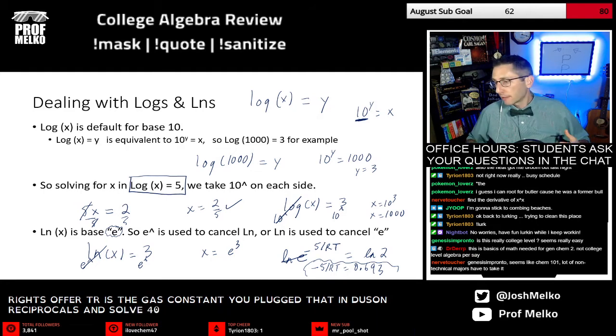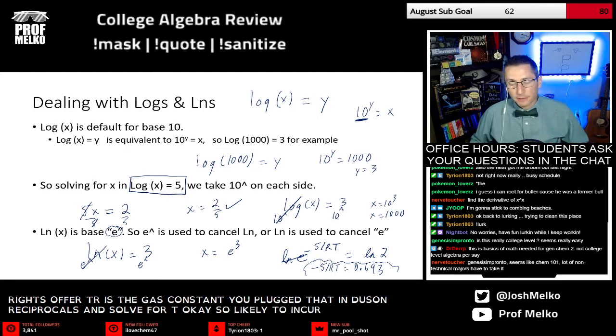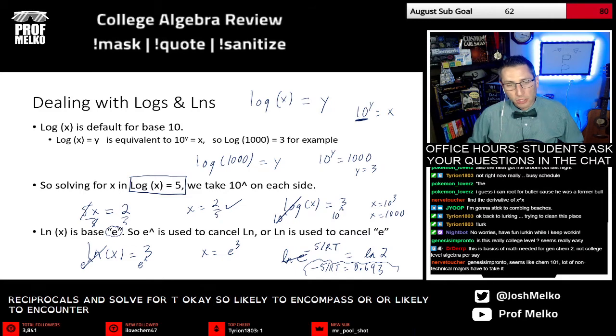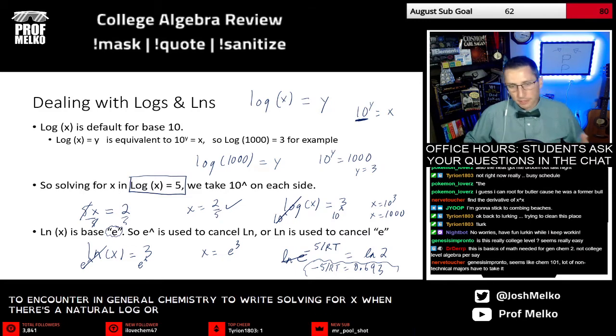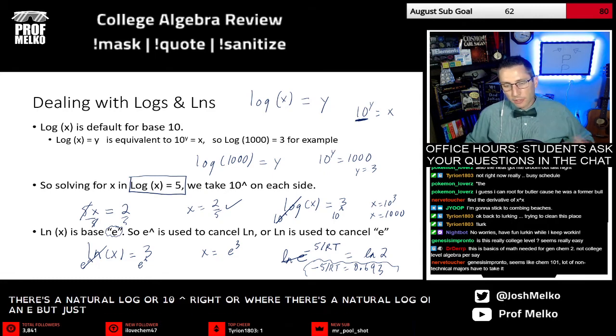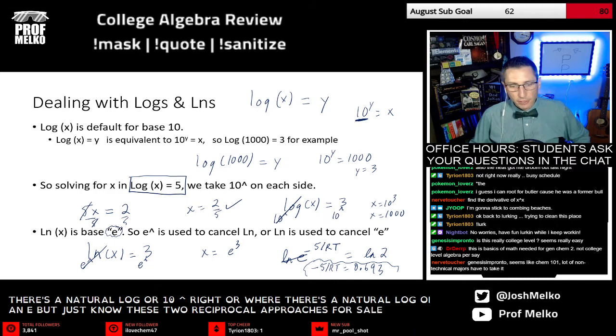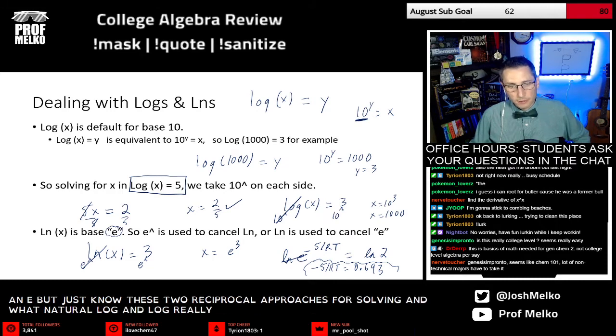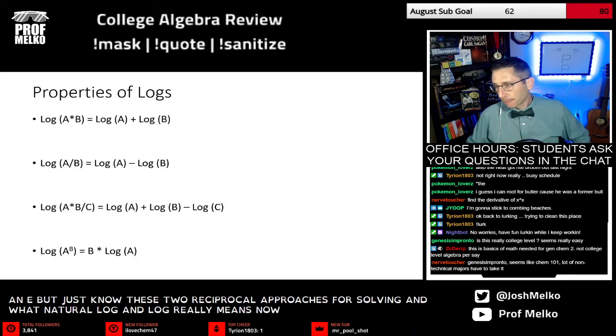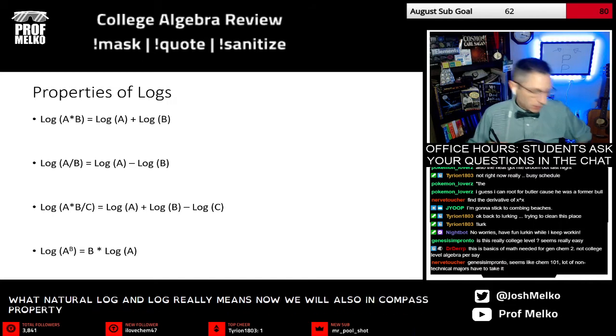Okay, so these are the kinds of things you're likely to encounter in general chemistry 2, right? Solving for x when there's a natural log or a 10 to the power of, or where there's a natural log or an e. So just know these reciprocal approaches for solving and what natural log and log really means. Now, we will also encompass properties of logs.